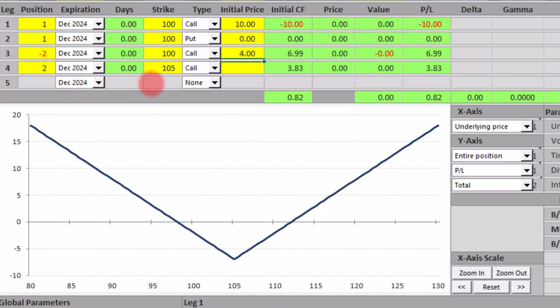This is a short spread. 5 points wide times 2. I owe 10. So that's a net of 3. And that's why we've shifted $3 higher.